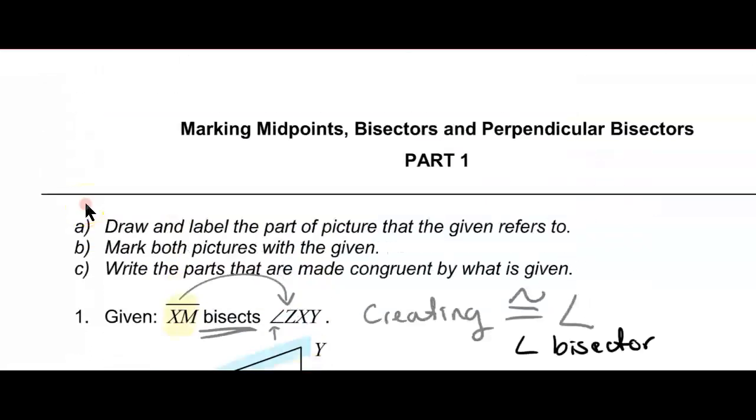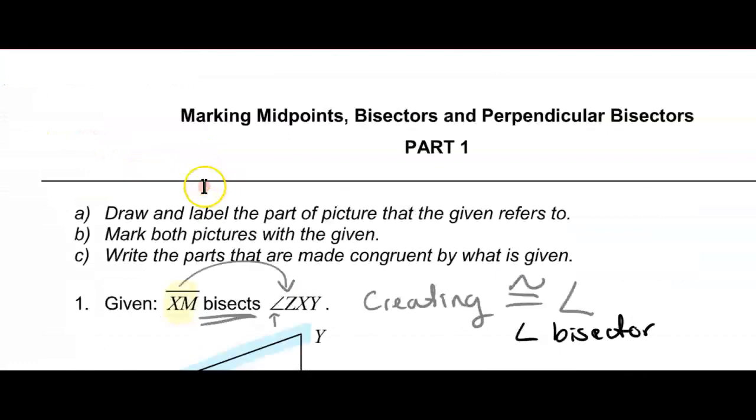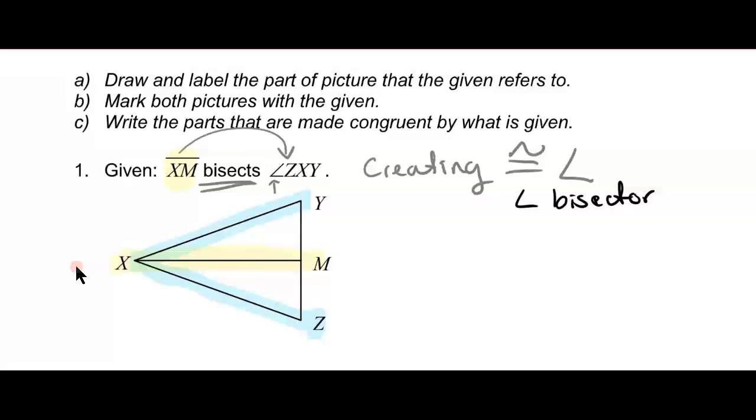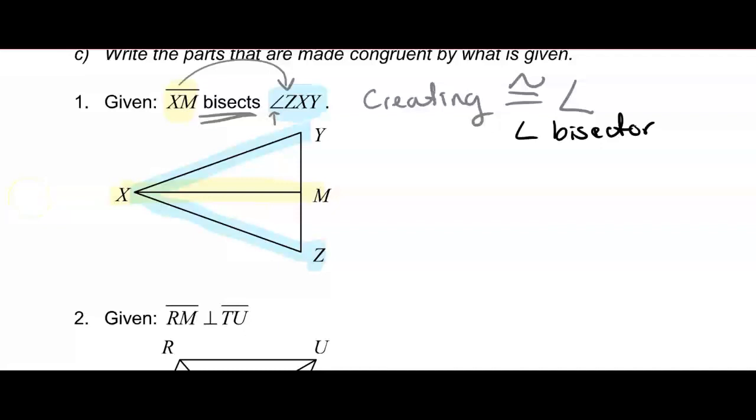Okay, so to recap, in our marking definitions, we had that XM is bisecting angle ZXY. So I could look at this as one side of angle ZXY starting at Z. I went along to X, and then instead of going to Y, it is being broken by the bisector XM. So this is one of my congruent angles being formed that I'm going to mark with that arc.